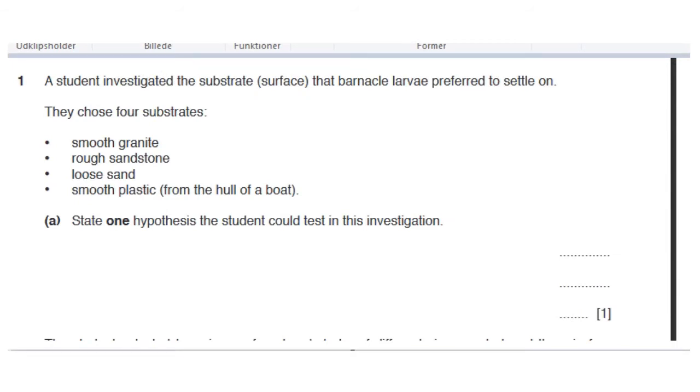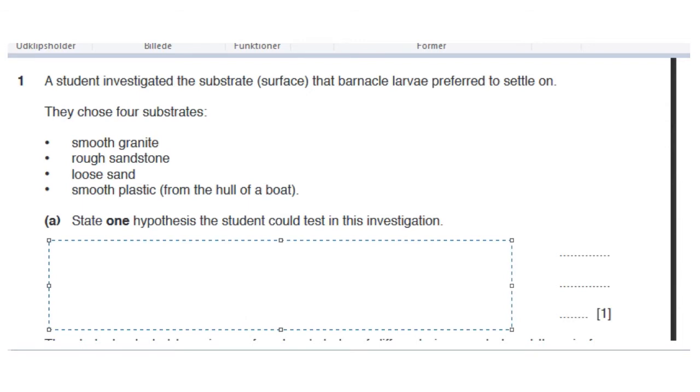So here we have an example from the exam last year, where they ask us to look at how substrate will affect barnacle settlement. And we are told here that the student chose 4 substrates: smooth granite, rough sandstone, loose sand, and smooth plastic. Then we have to state one hypothesis the student could test.